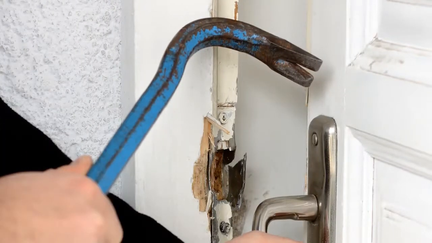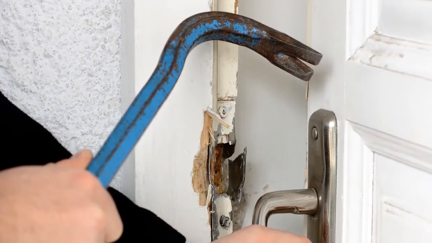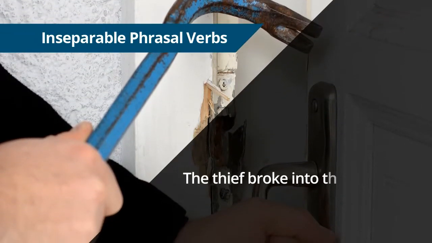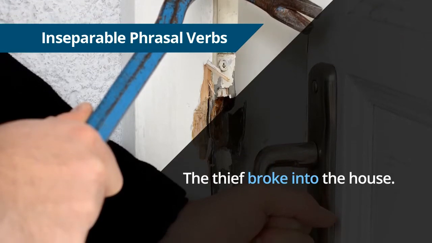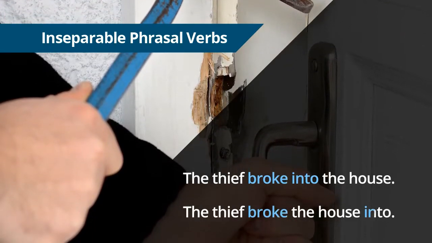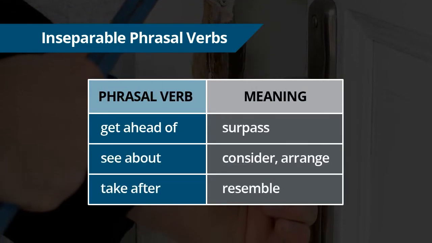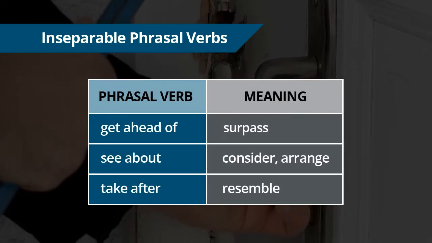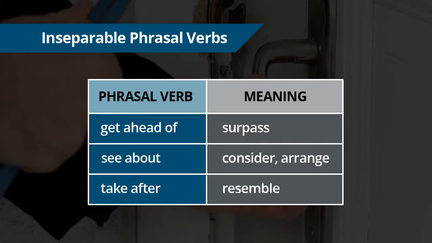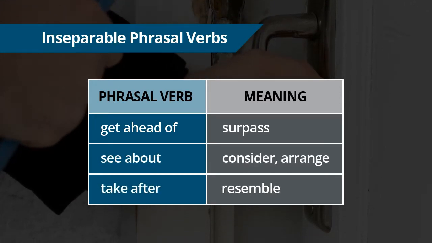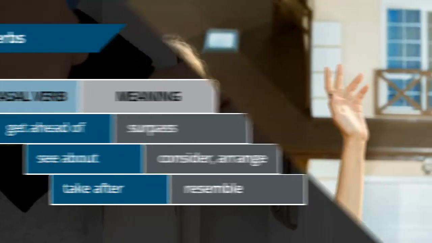If a phrasal verb is inseparable, the verb cannot be separated from the preposition. For example, we can say, the thief broke into the house. We cannot say, the thief broke the house in two. Here are some common inseparable phrasal verbs. Get ahead of, surpass. See about, consider, arrange. Take after, resemble.